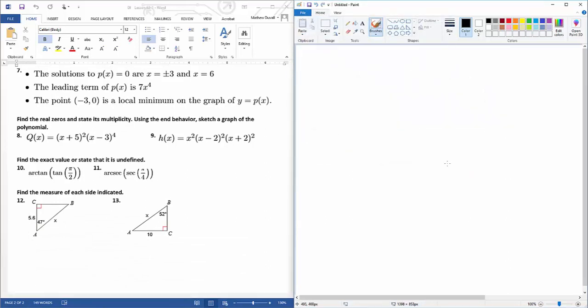Number 8, it says find the real zeros and state its multiplicity. So the real zeros are -5. I have 2 of them, so multiplicity 2. 3, multiplicity 4. Super easy. Now it says using the end behavior, sketch a graph.